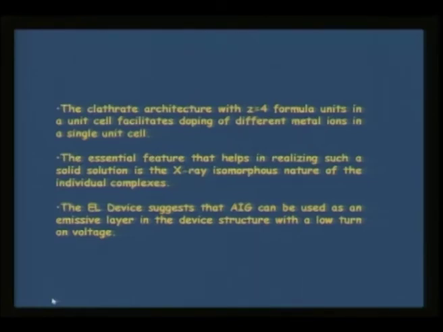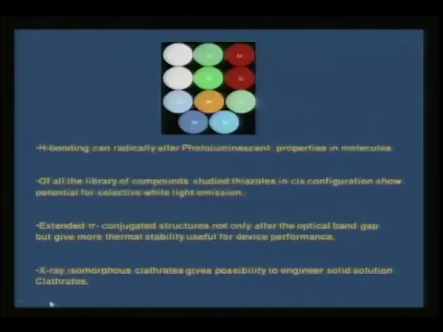So, what do we see here? The clathrate architecture with Z equal to 4 formula units in a unit cell facilitates doping of different metal ions in a single unit cell. The essential feature that helps in realizing such a solid solution is the X-ray isomorphous nature. The EL device suggests that AIG can be used as an emissive layer in the device structure with a low turn on voltage.